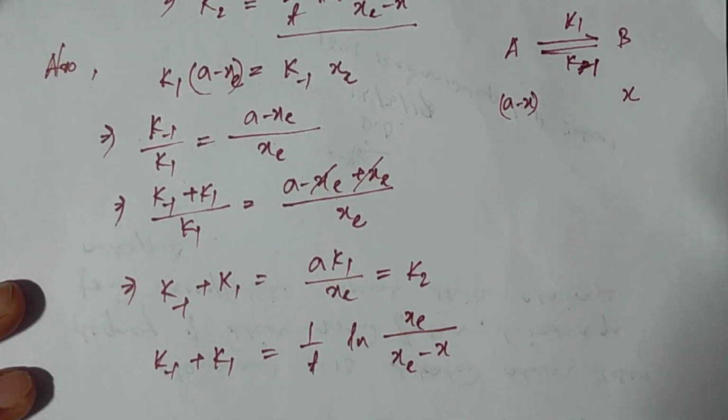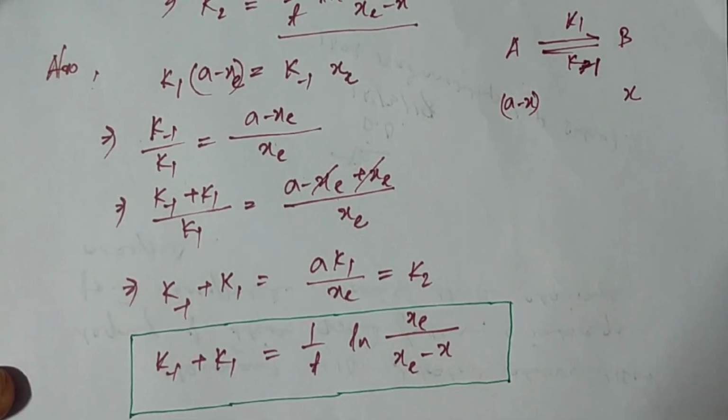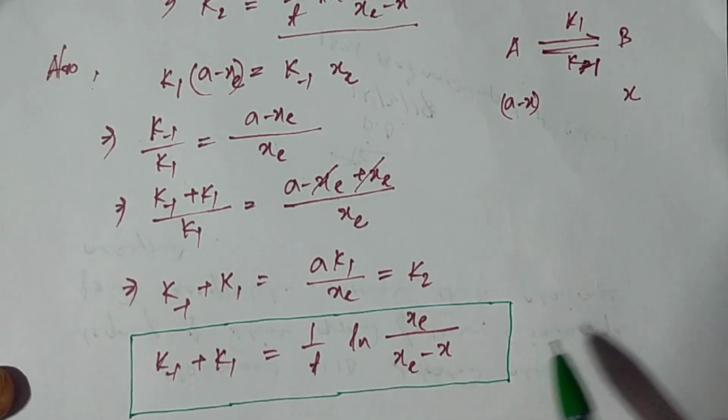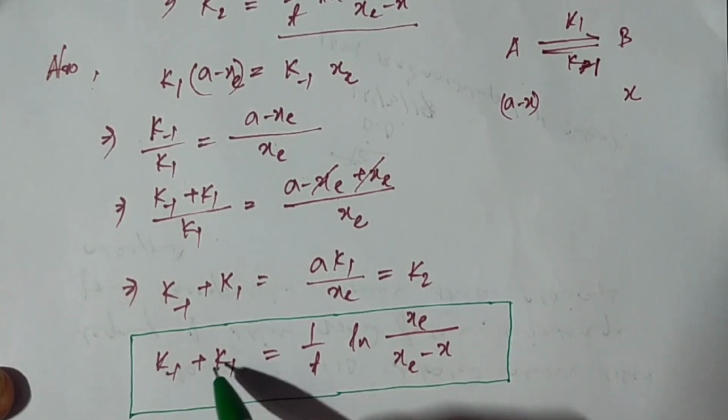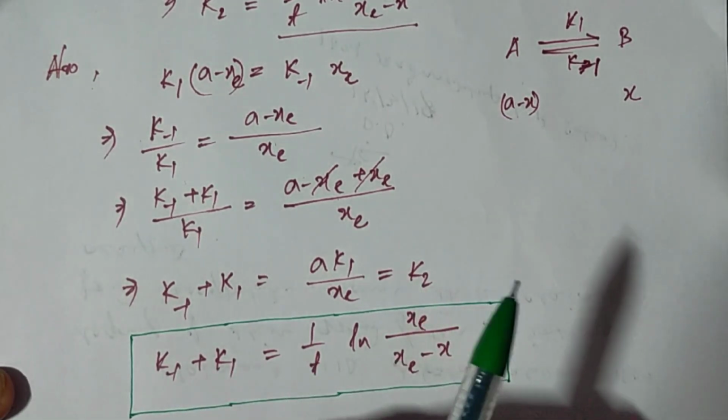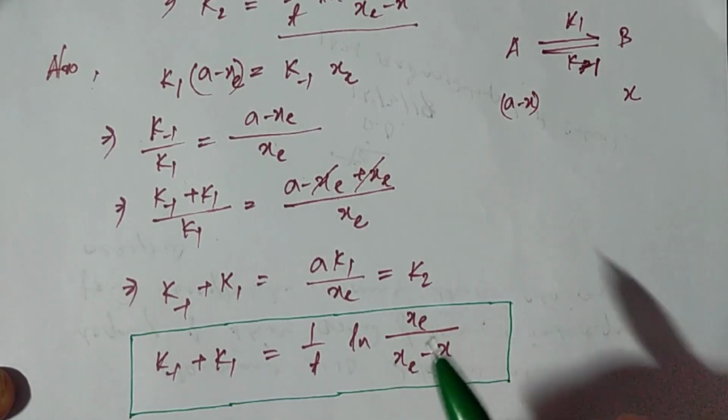Okay, so through this equation you can see that the reaction will behave like a first order reaction, with k minus 1 plus k1 acting as the rate constant for the first order reaction.